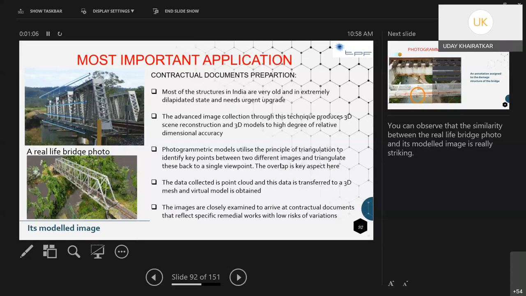Photogrammetric models utilize the principle of triangulation to identify key points between the two different images and triangulate back to a single viewpoint. So overlap is the key aspect here. As we know, we have superposed two images taken from very close angles, then we get a 3D image. The images are closely examined to arrive at a contractual document that reflects specific remedial works with no risk of variation.